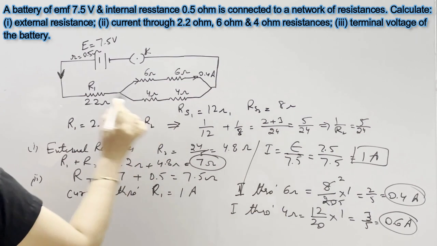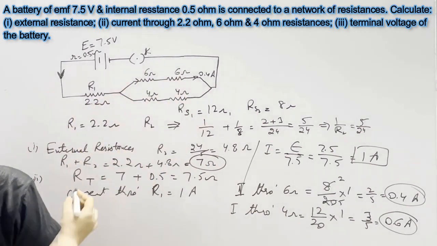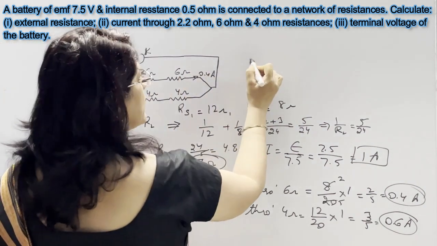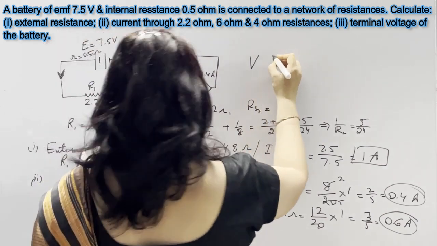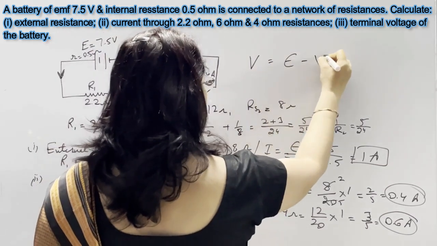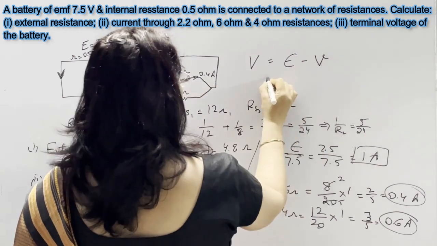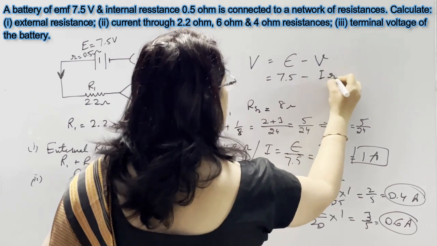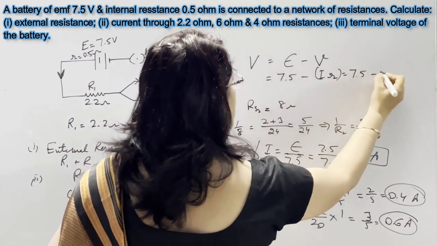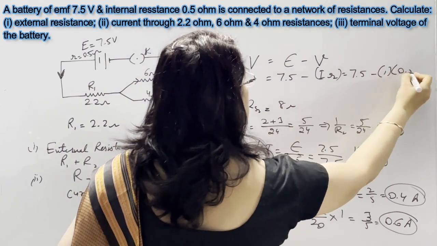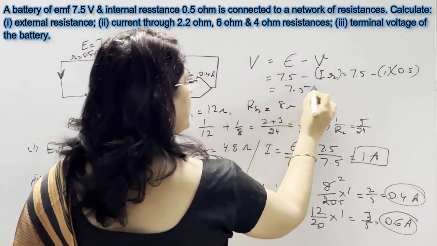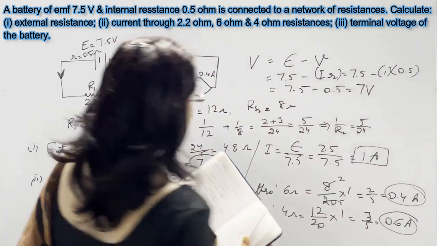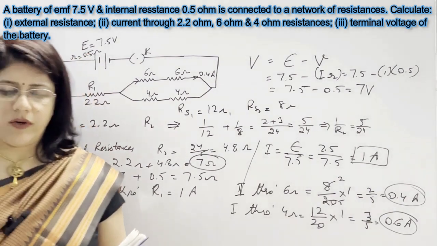These are three different currents in R1 and this parallel combination, which means R2 in our case. Now in the third part, terminal voltage. For terminal voltage, we know the formula V is equal to EMF minus small v. It means potential drop. Now given EMF is 7.5, potential drop is I and small r only. So 7.5 minus, current is 1 and internal resistance is 0.5. So 7.5 minus 0.5, it means 7. 7 volt is the terminal voltage of the battery.